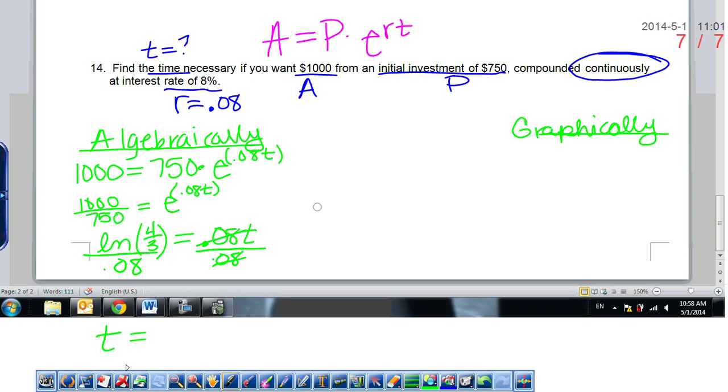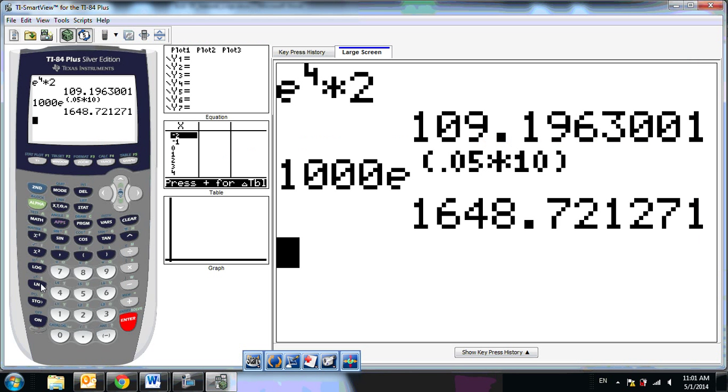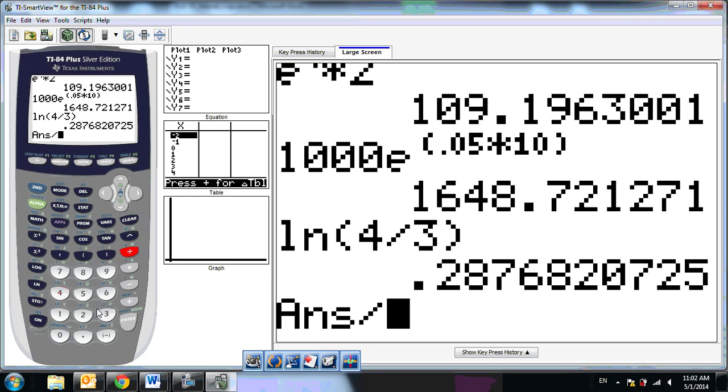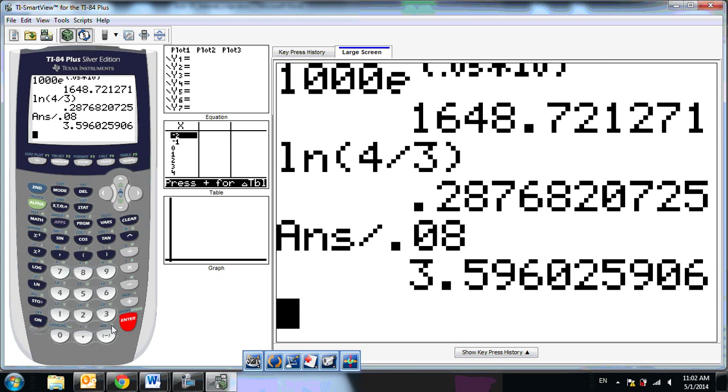So let's see what that would look like. The natural log button is right where we were using the e. So we're going to do the natural log of 4/3, and we're going to divide that by 0.08. And what do we get? You should get 3.596. Everyone okay with that? If it doesn't tell you to round to the nearest year or anything like that, I would just always round to the nearest thousandth. I found a 2.6.